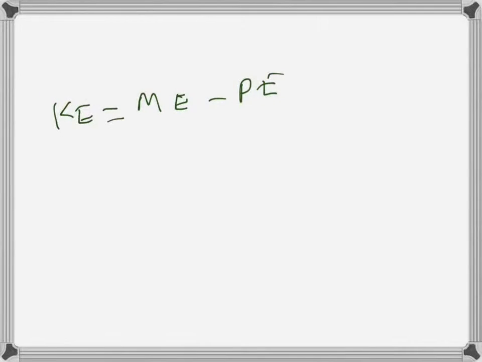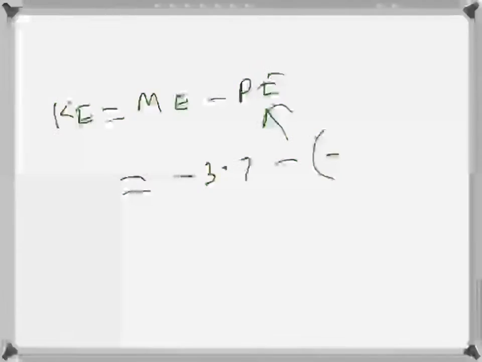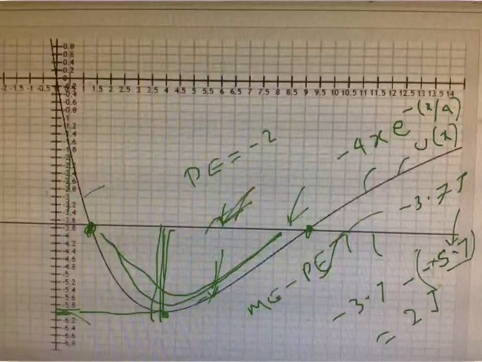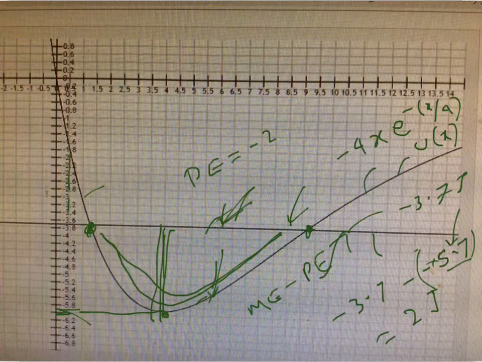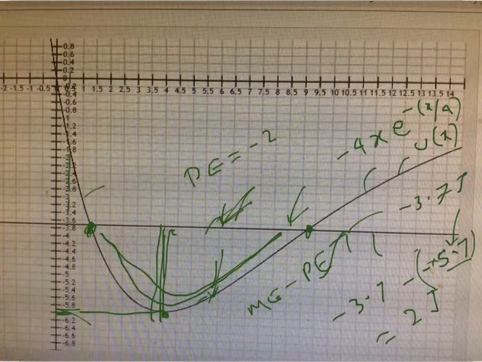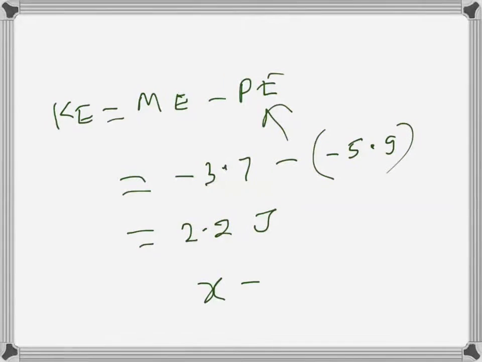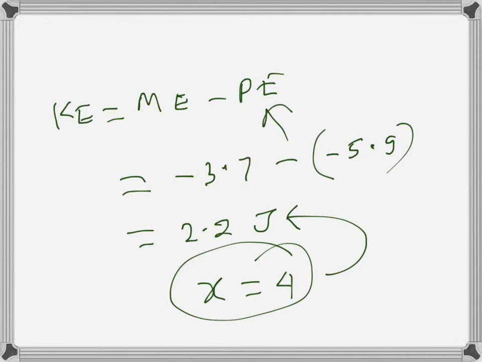We are trying to maximize it, so when the potential energy is the maximum possible negative, this one is minus 3.7 and this one is minus 5.9, which gives us 2.2 joules. So this is the maximum value of kinetic energy, and where it happens is the final part of the question. We can look at the graph here, and it's probably somewhere at x equal to 4, approximately. So x equal to 4. At that point the maximum value of kinetic energy happens, which is 2.2 joules.